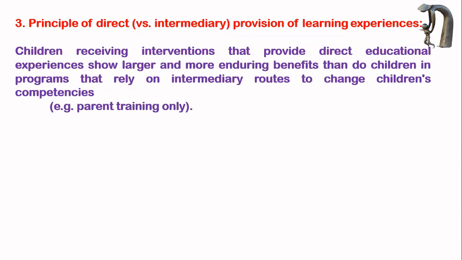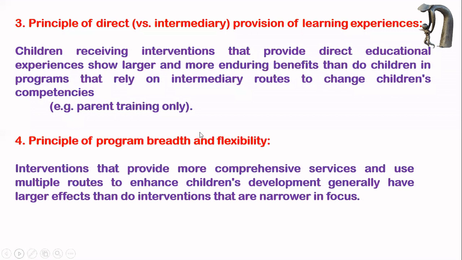Now let's move and understand the fourth principle. What is the fourth principle here? The fourth principle tells you about the principle of program breadth and flexibility. Here, intervention that provides more comprehensive services. What are comprehensive services? You have to understand. I think you have learned about Bloom's taxonomy, where it starts from applying to creative level, all 6 levels that you need to plan in your educational intervention, and use of multiple routes.